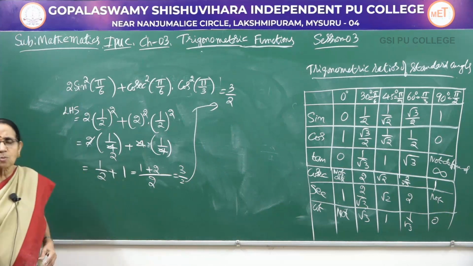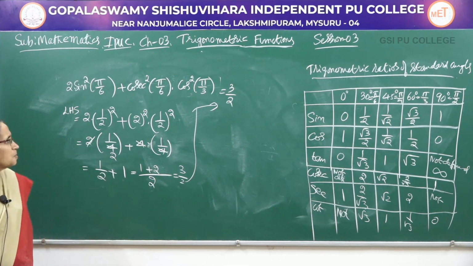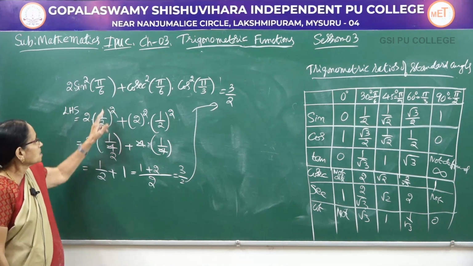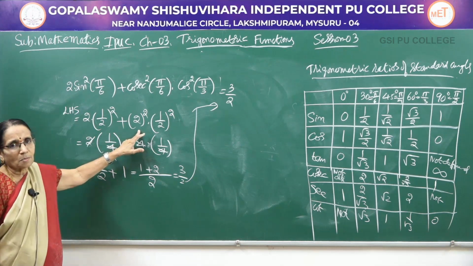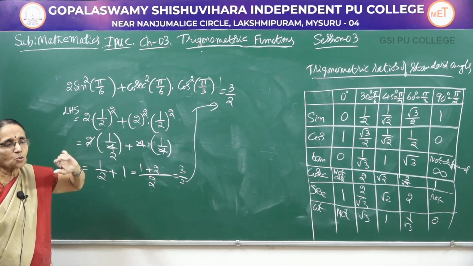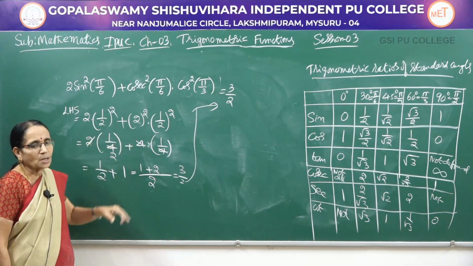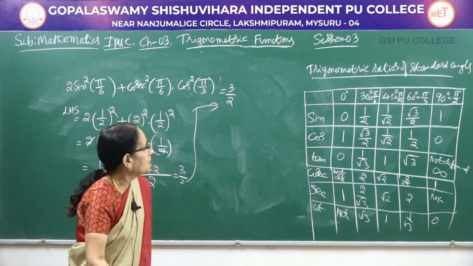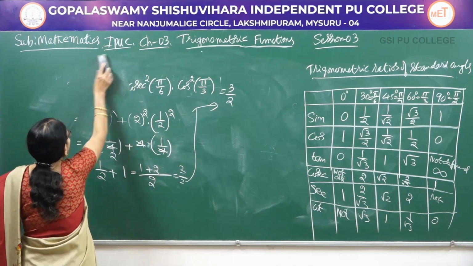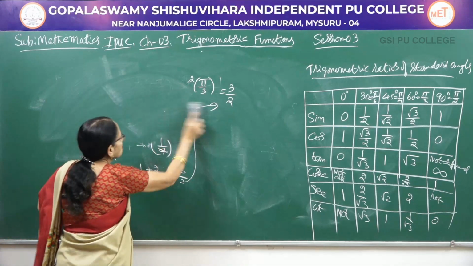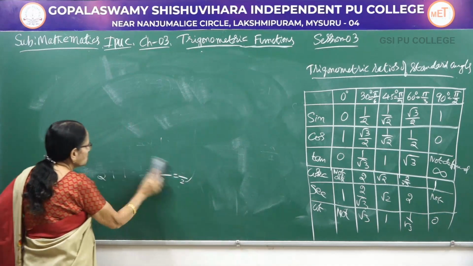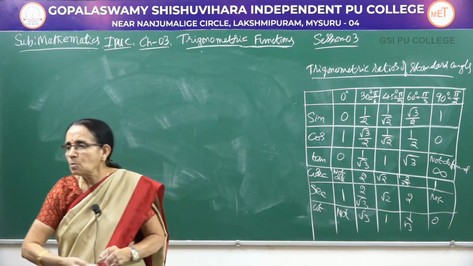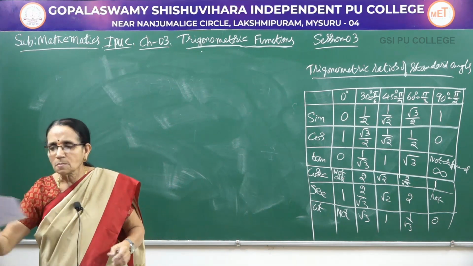So such problems you can expect usually for a 2-mark question. When you write the correct values here, if it is asked for a 2-mark question, you get 1 mark for that. And for the simplification part, you get the remaining mark. That is how marks are usually allotted for these problems. Now, let me move on to the next problem.